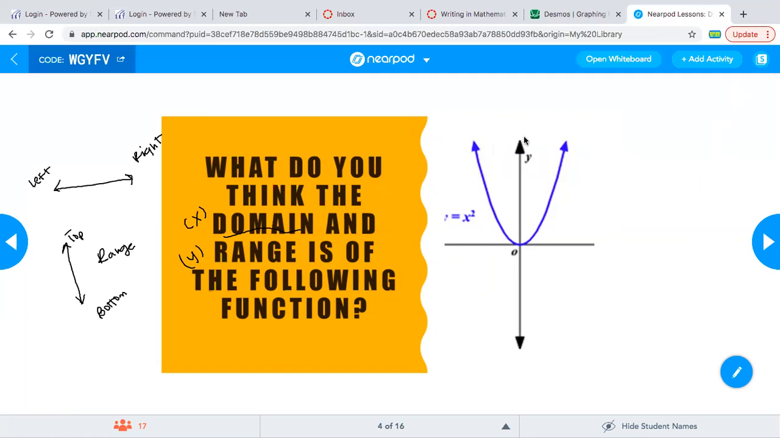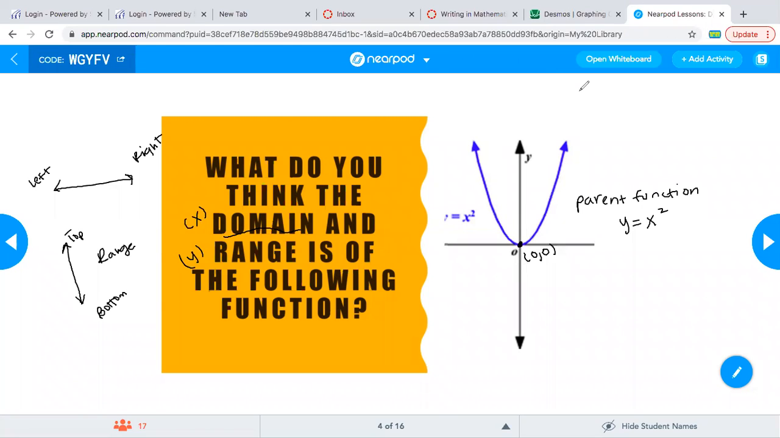Looking at this graph right here, this is called the parent function, where y equals x squared is the equation. This is the parent function for quadratics. In this graph, you should notice it goes through the origin. So it has a point of (0, 0). And then from there, you see the features.